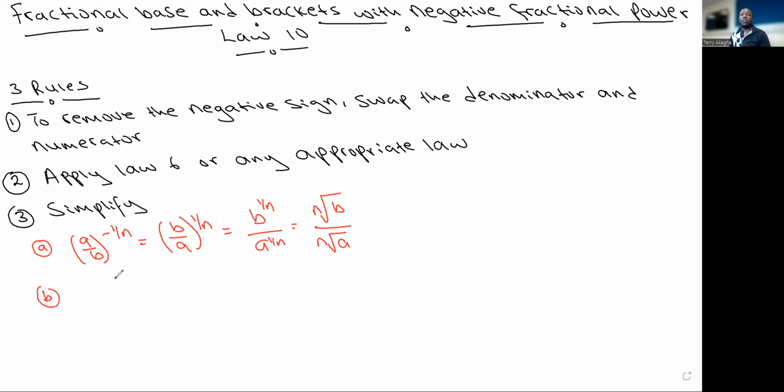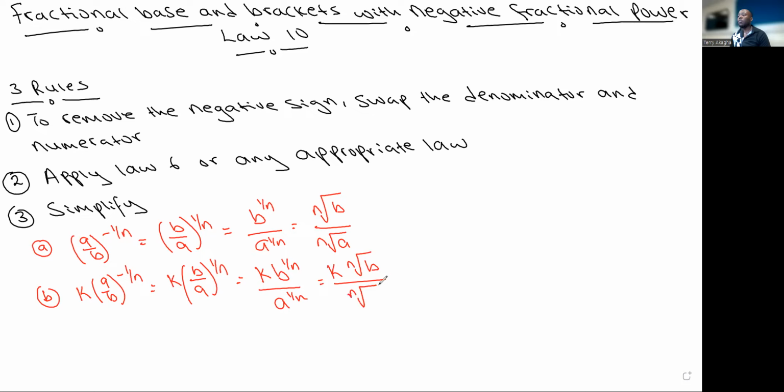Also, if you have a constant associated with it, so you have k times a over b to the minus 1 over n, the constant or coefficient stays, and the fraction becomes b over a to the 1 over n. Then it's going to be k b^(1/n) over a^(1/n), which is the same thing as saying k times the nth root of b divided by the nth root of a.